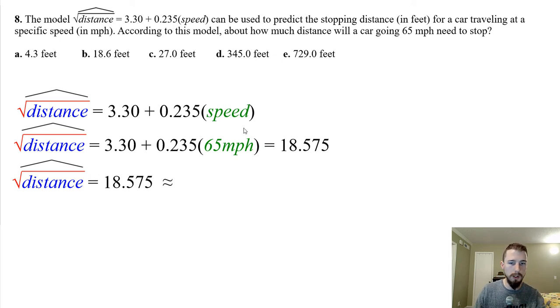All right, so what we're going to do is plug in 65 miles per hour into the speed here, multiply it by this, add 3.3 to it, and that's going to give us the square root of the distance, which is 18.57. Now, that's one of the options for the answer choices, but that's not correct because that's the square root of the distance. So the last step that we have to do is actually to get rid of the square root by squaring both sides. So we're going to square the square root to get rid of it, giving us back the regular distance, which is going to be approximately 345 feet, which is D as in delta.